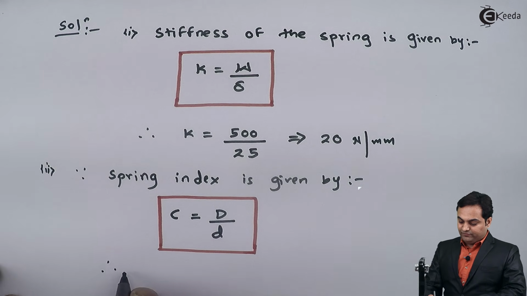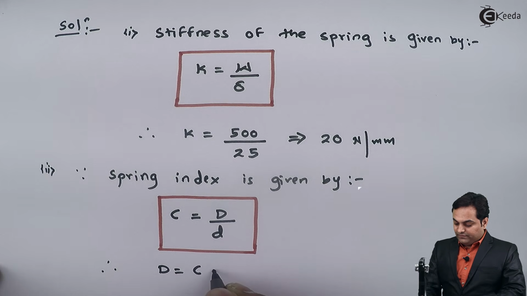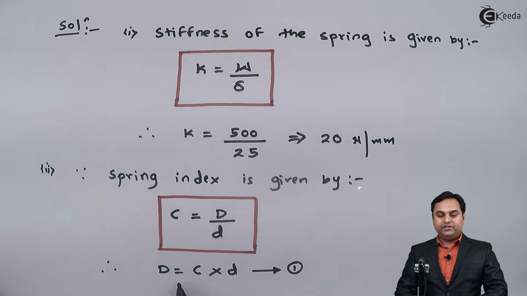So here I write down, therefore capital D will be C into small d. I'll keep this as my equation number 1. Once I know the value of small d, I'll put it in equation 1 to get the answer of capital D.